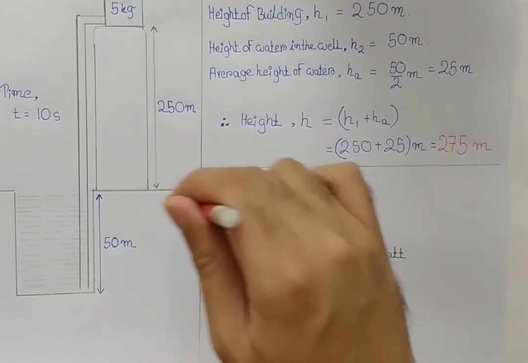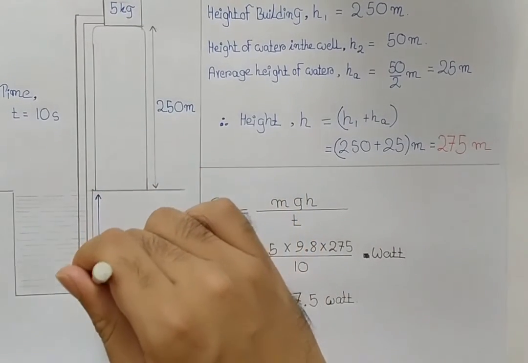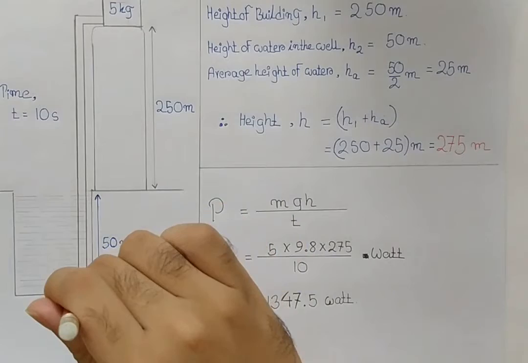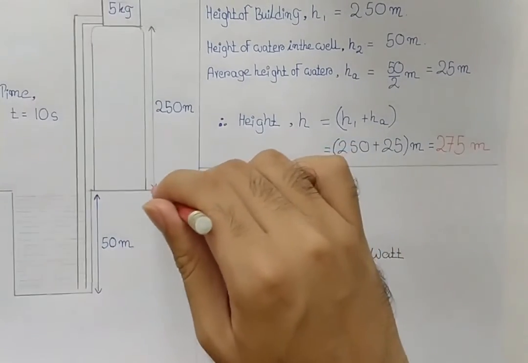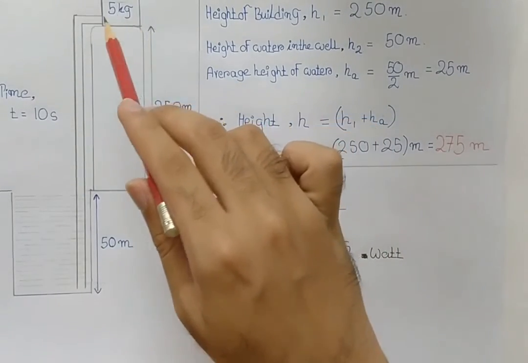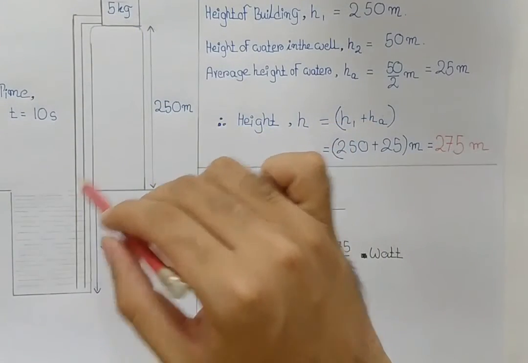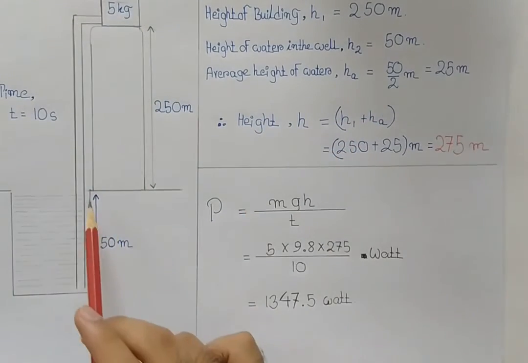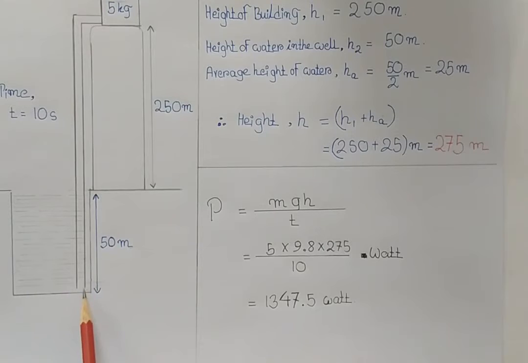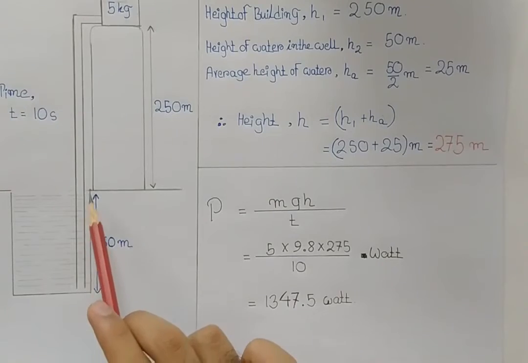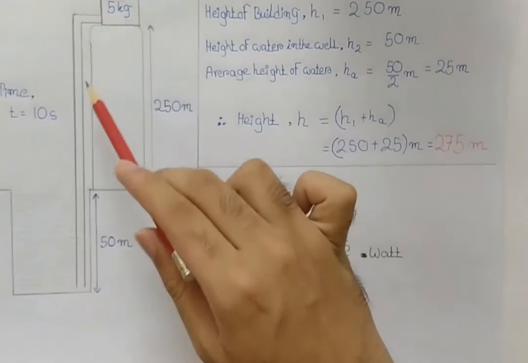But in the usual case, the depth of the well is not mentioned. We get only the height of the building or the height of the tank from the ground, so we can calculate it easily. But when the depth of the well is mentioned, it's quite tough to calculate because this has a separate formula. In this case, we need to take the average height of the well plus the height of the building.